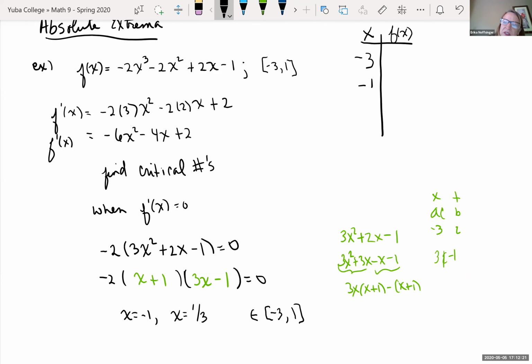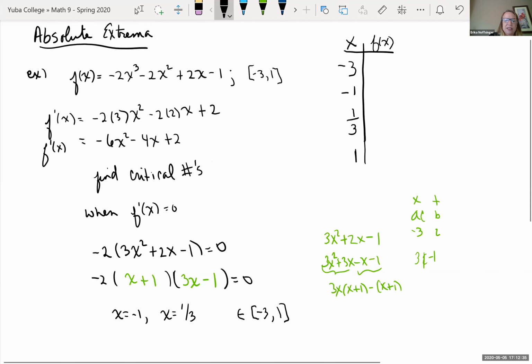-1, I'm just going smallest to largest, 1/3 and 1. So we got to go back and we got to plug these values into the function for x and figure out what our y value is.